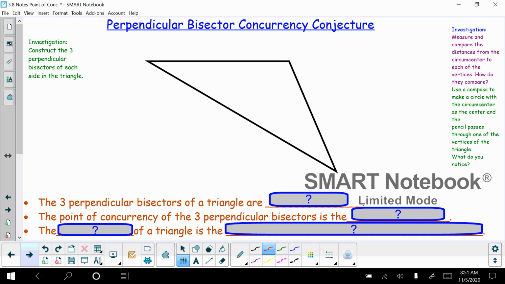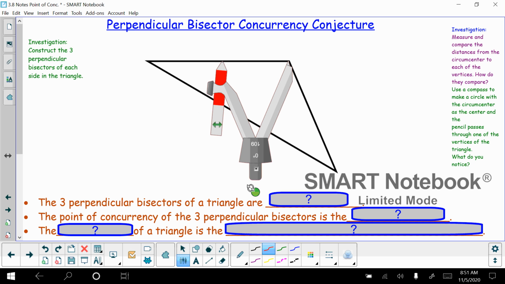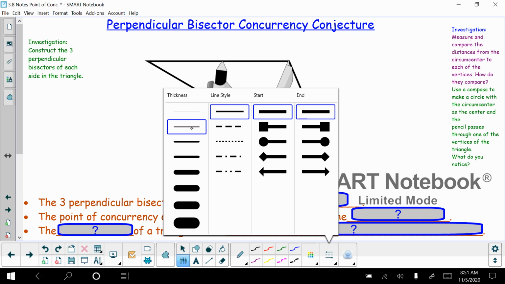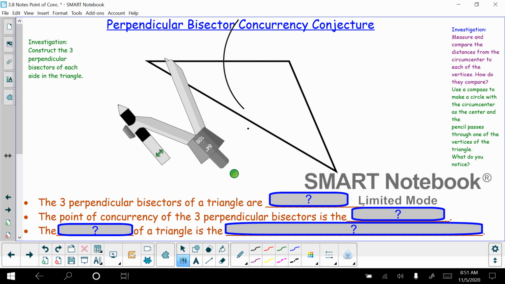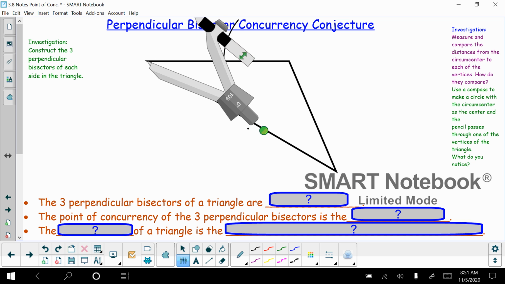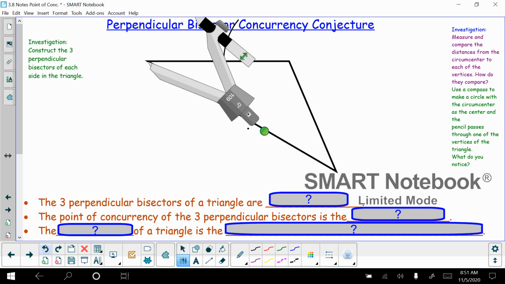On this one, we're going to construct the 3 perpendicular bisectors. If you forgot what perpendicular bisectors are, follow my lead and I'm going to show you. We're going to construct a perpendicular bisector on each side. Remember, it's one big arc like that. Oops, I hope I did it far enough. I don't think I did. No, I didn't, so I need to do that again. Let me undo that.